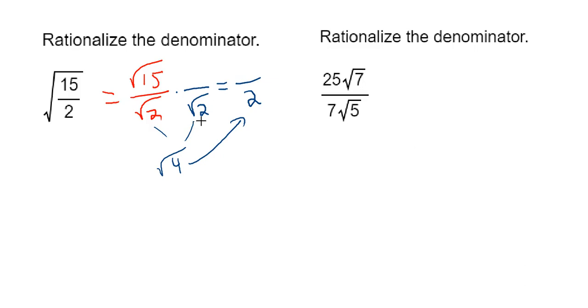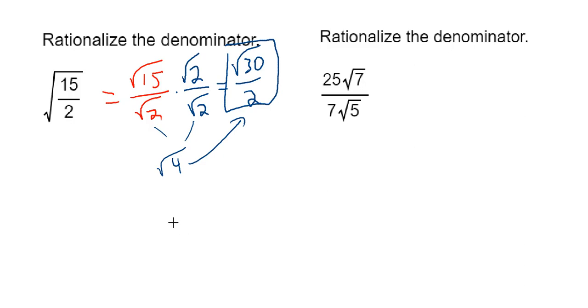Now, if I multiply square root to the denominator, I have to multiply the same thing to the numerator to balance the fraction out. And so on top, we're going to get square root of 15 times the square root of 2, which is going to give me the square root of 30. And so this is how we rationalize the denominator. So now my denominator is a whole number instead of being a radical.